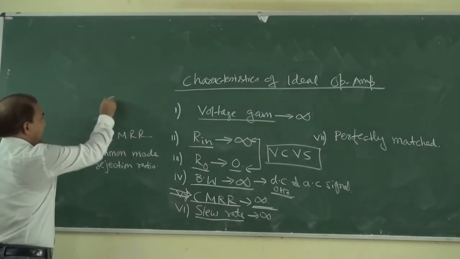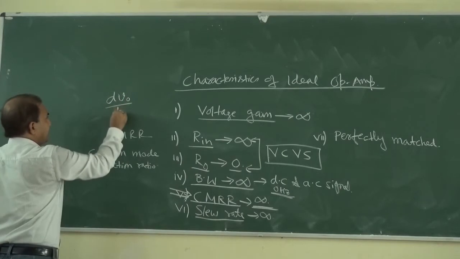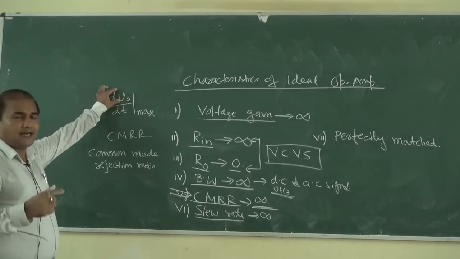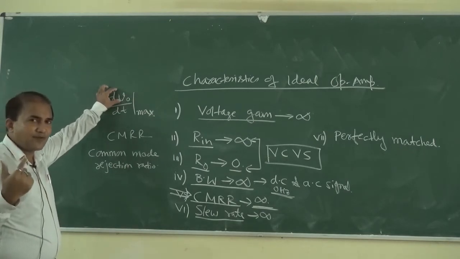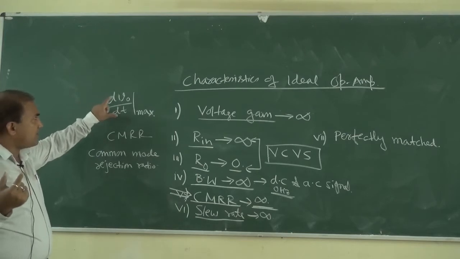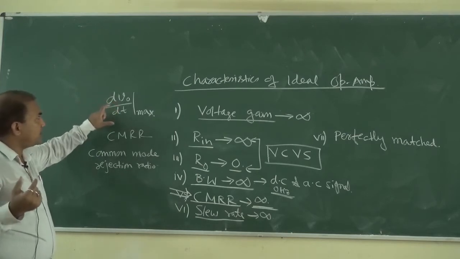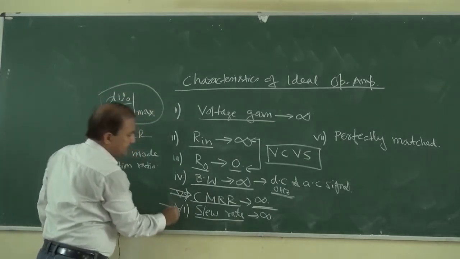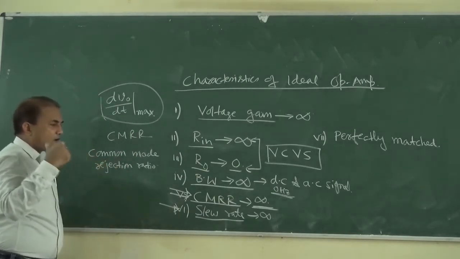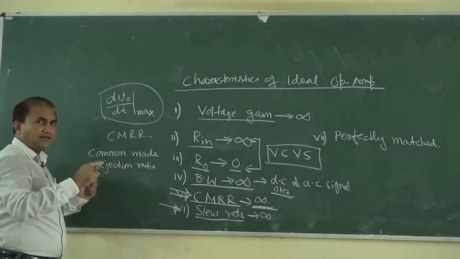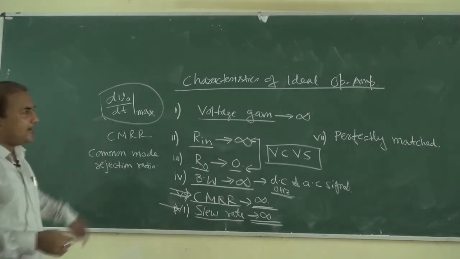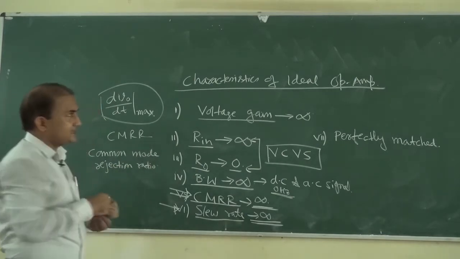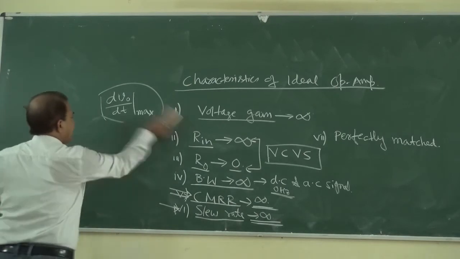So what is slew rate? Slew rate is the maximum value of dV naught by dt. What is V naught? V naught is the output of the operational amplifier. So it is the maximum rate of change of output. What this signifies is that the output should change simultaneously with the change in the input. And it is perfectly matched. These are the ideal characteristics of any operational amplifier.